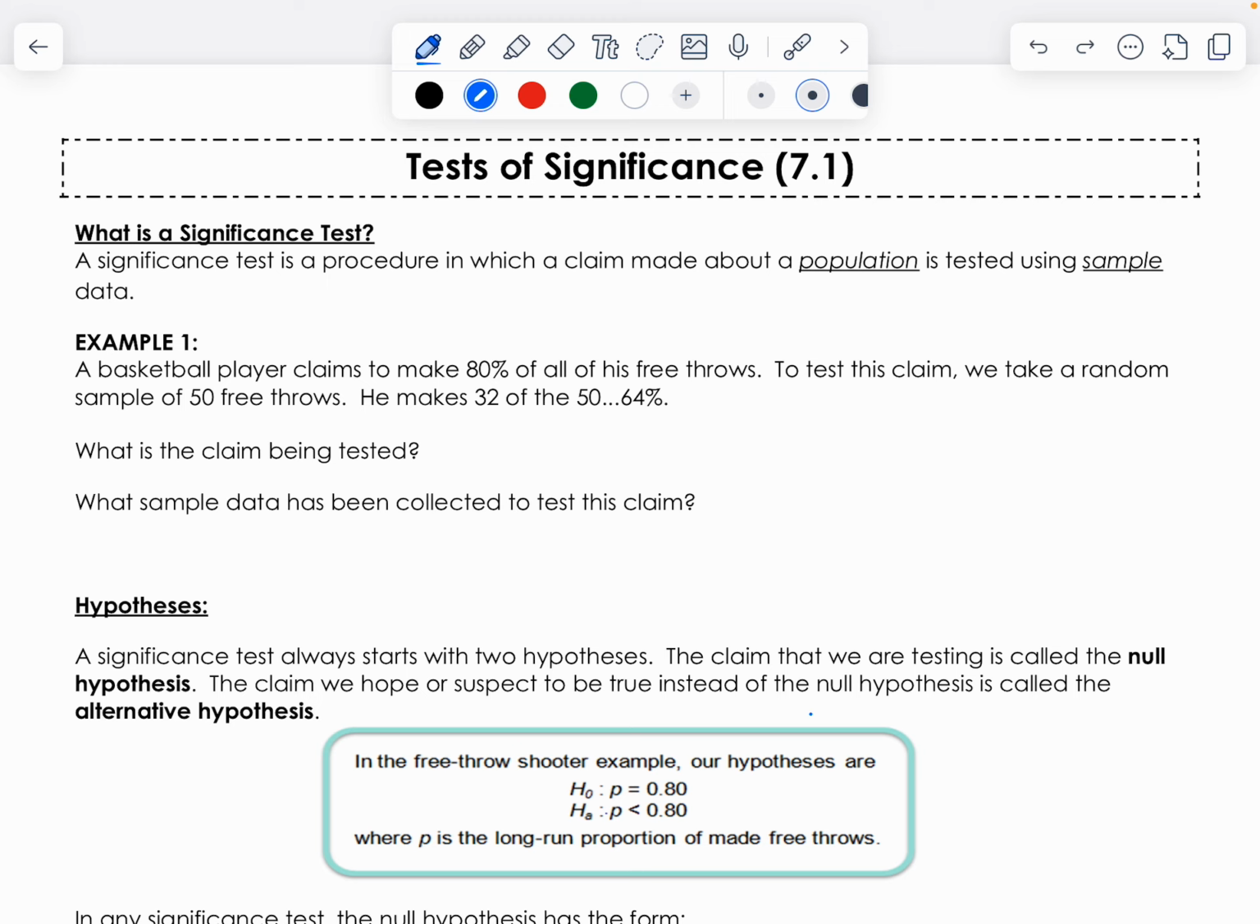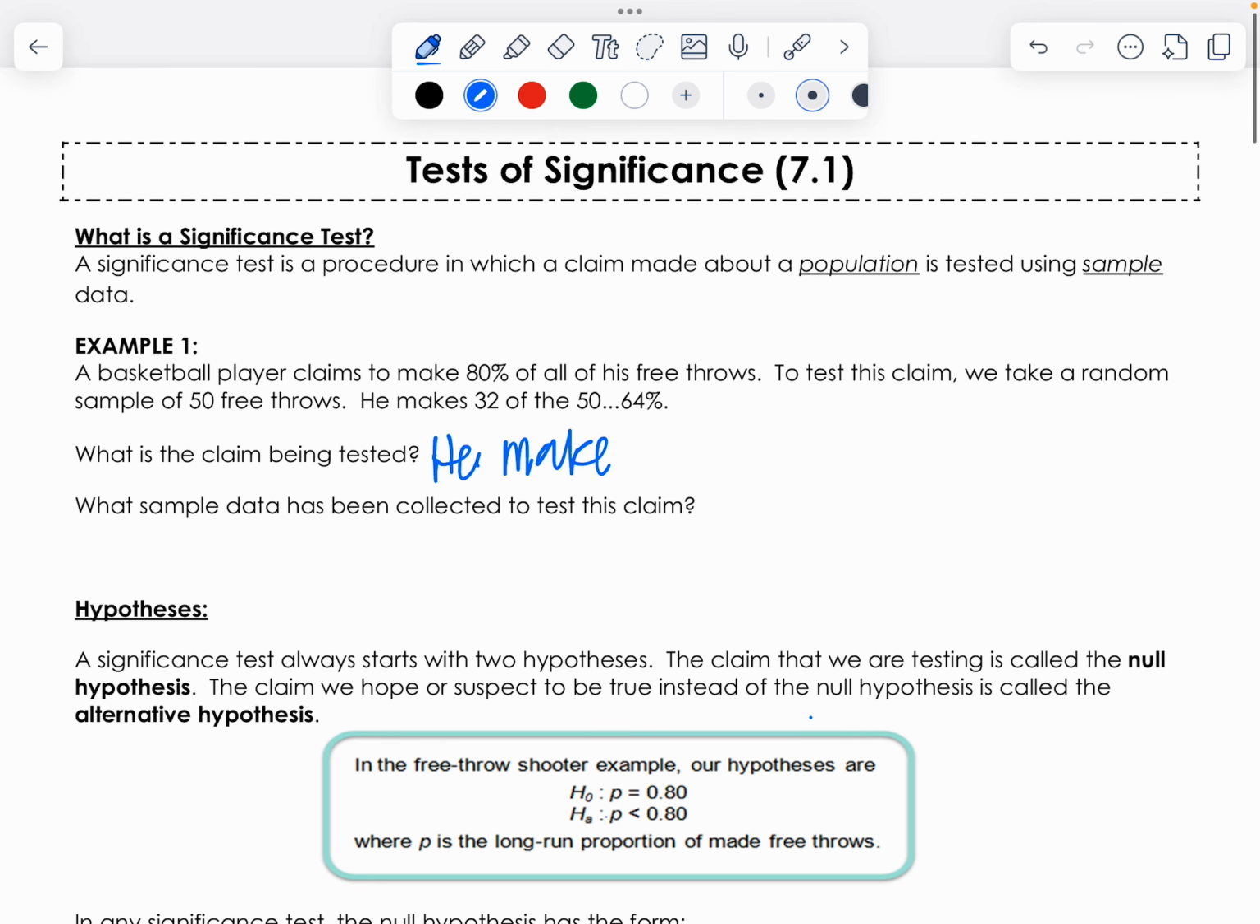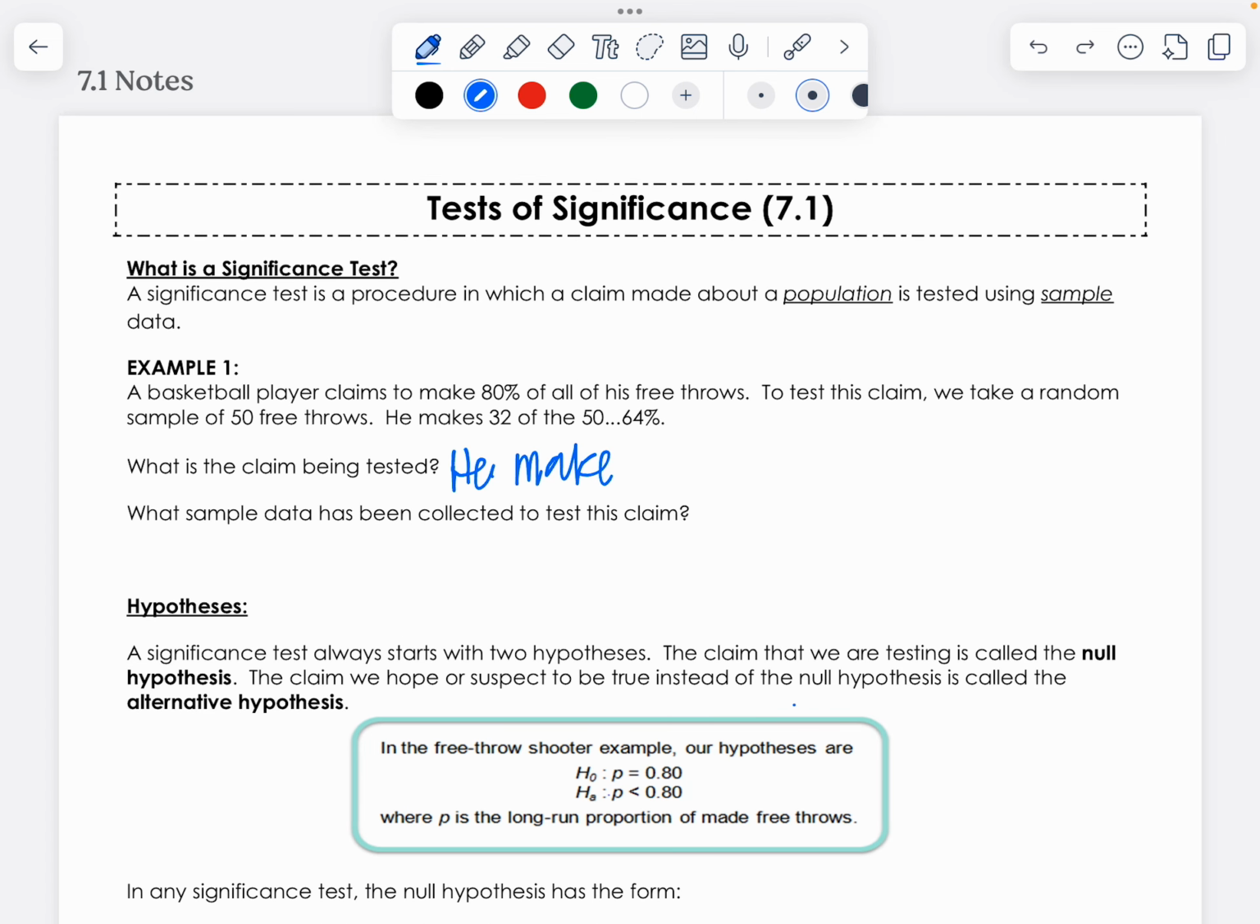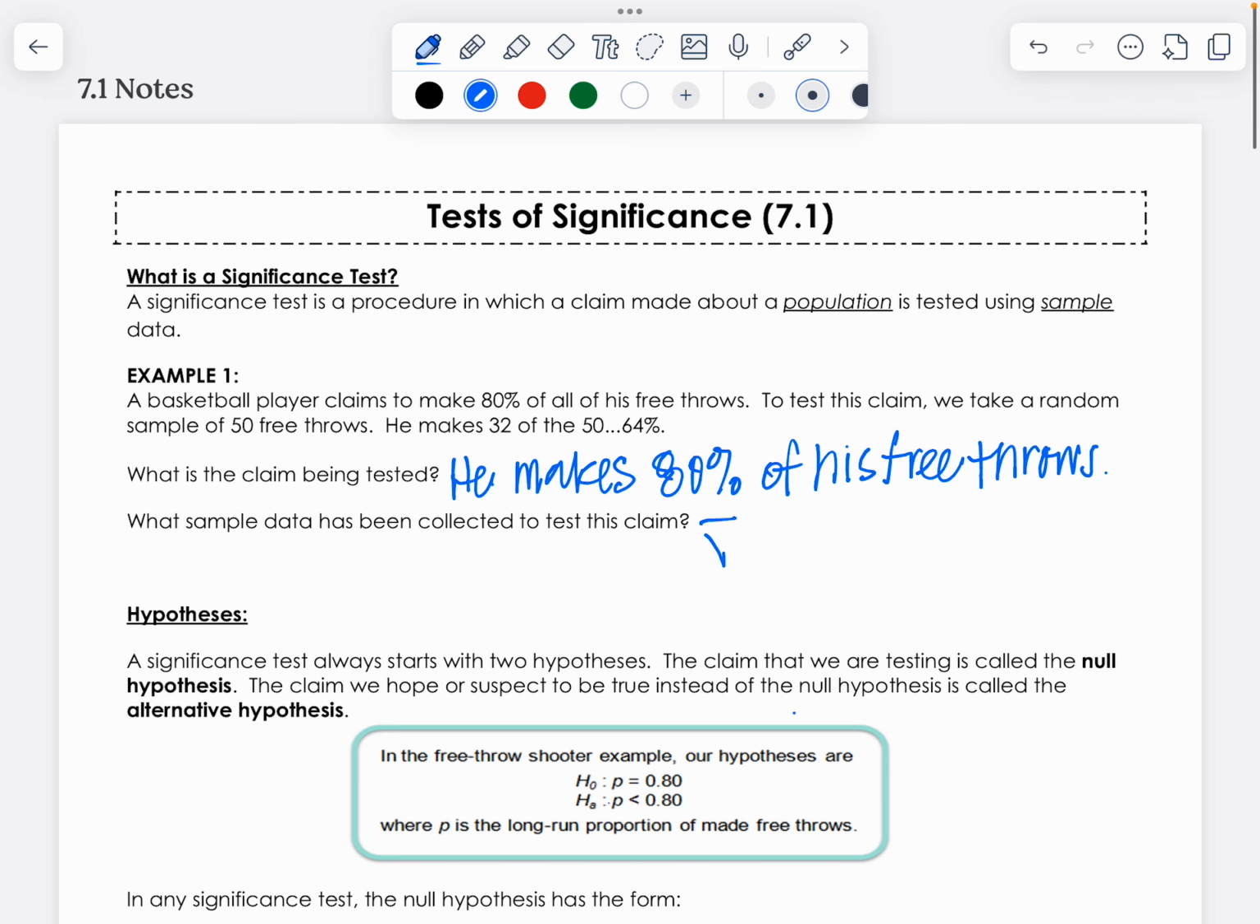Okay, the claim was that he makes 80% of his free throws. Now the sample data that has been collected is not X bar, but p hat, the sample percent, which was 0.64 or 64%. And that is what was collected to test this claim.